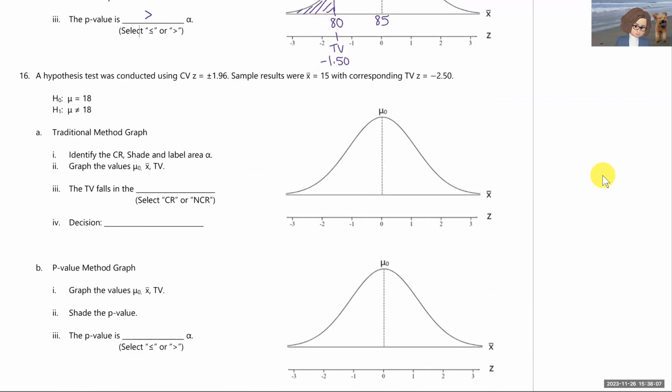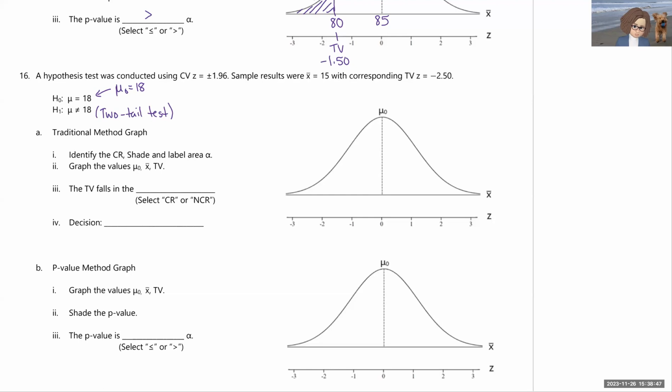All right. So now we have a hypothesis test conducted and the critical values were Z equals plus or minus 1.96. Sample results were X bar 15 with corresponding test value Z negative 2.50. All right, so we have our null and our alternative hypotheses. So just making a note there, that's two tail because it is a not equal to, so two tail test. And the null hypothesis is mu equals 18, so mu naught is 18.